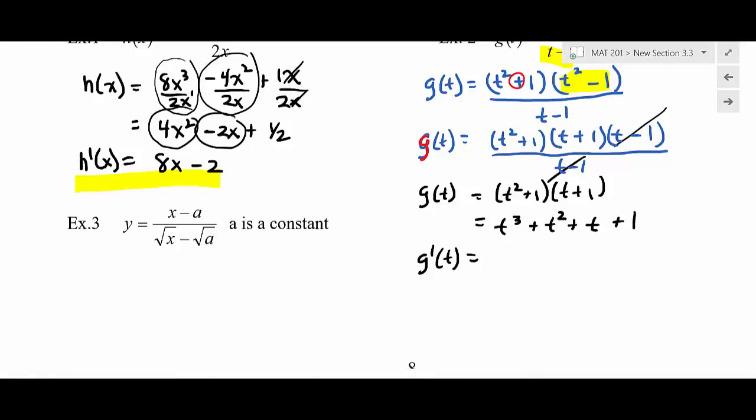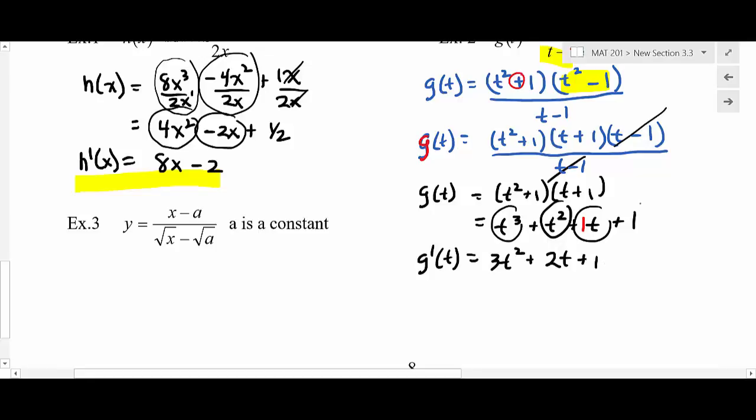3t squared plus 2t plus 1. Good. Okay? All right, so this piece right here, by power rule, is 3t to the second. This piece here is 2t to the first. This piece there is the number in front. You want to get totally solid on that linear term right there. And then, of course, the derivative of 1 goes to 0, so that would be your answer.